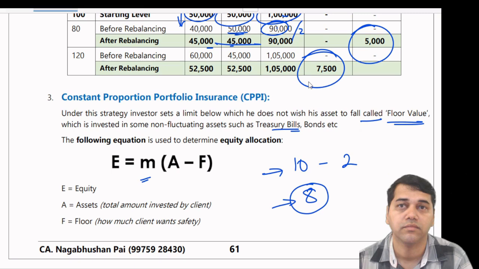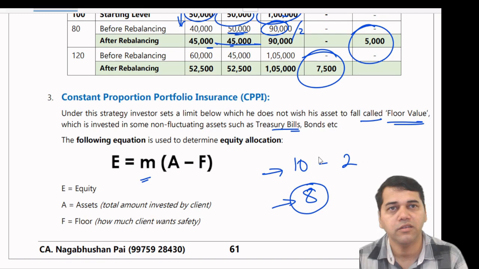Now, how many options are available for you to invest? Bonds are there, then shares are there. Treasury bills, debentures, all are in the bond category. Then you have got equity. Is there any other category to invest?